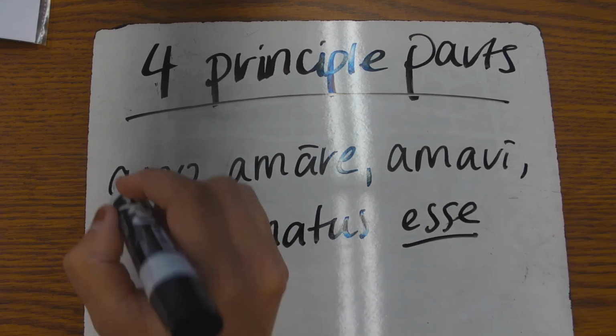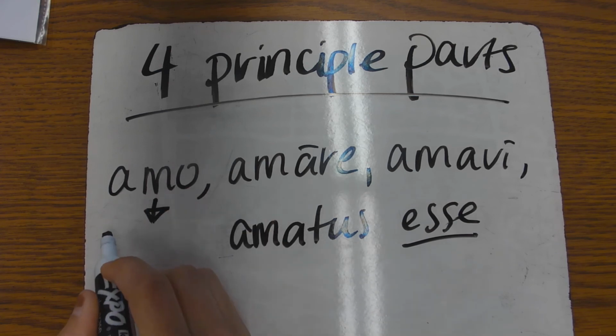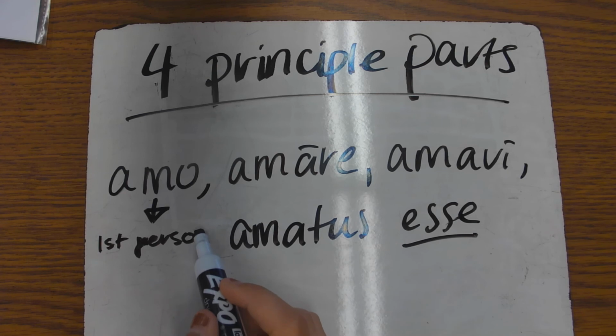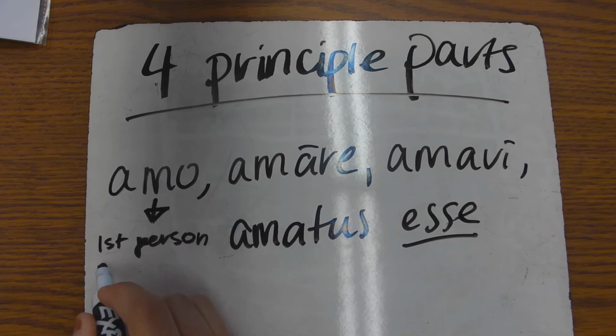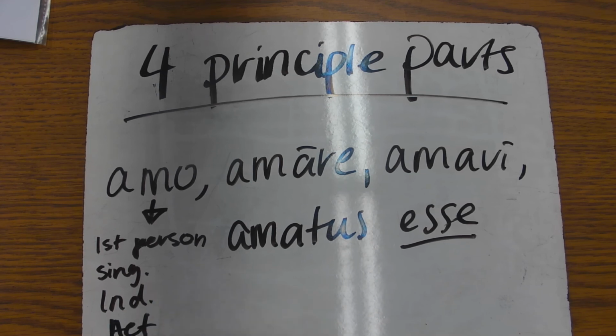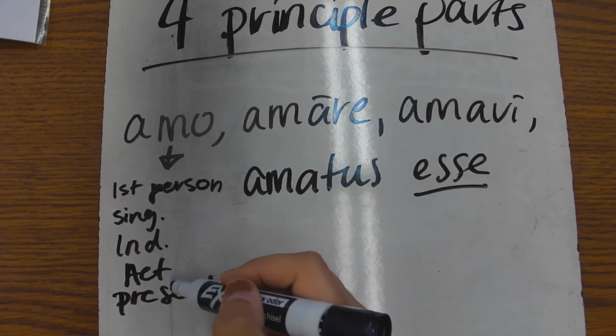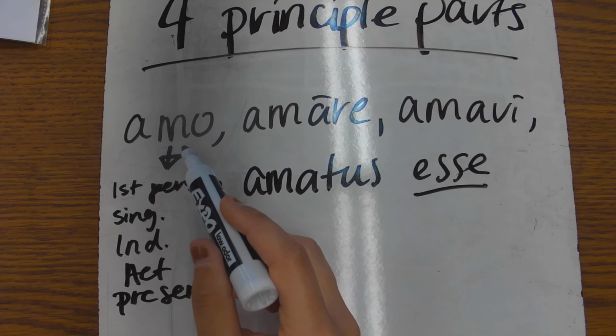So amo, remember, is the first person. It's like the simplest form of the word. First person, singular, indicative, active, what am I missing? Present. There we go. Okay, amo is the simplest form of the word. It means I love.